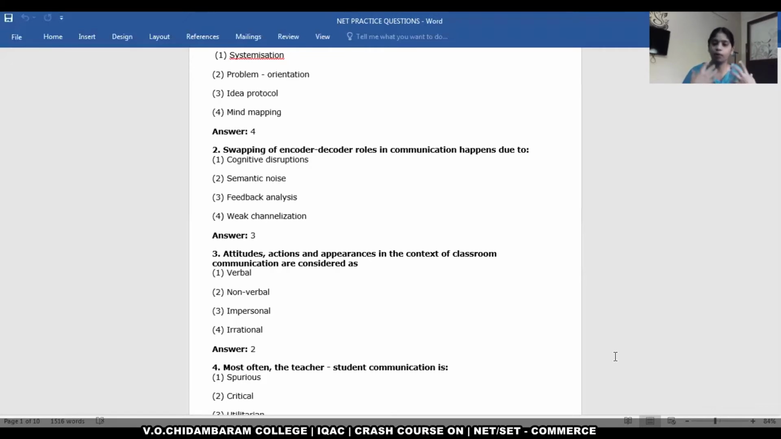Without using language, body language and gestures alone communicate. So attitudes, actions, appearances, everything comes under this category. So the answer is 2.